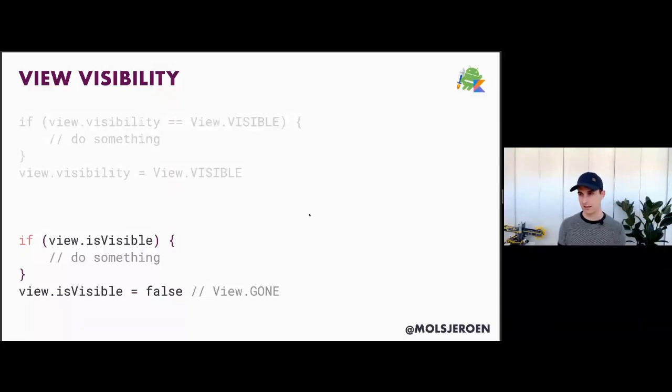And you can also just assign the visibility as a boolean. And what AndroidX will do under the hood is it will map a non-visible view to view.gone. So it's compatible with view.invisible, but it will only use view.gone, which makes sense in most cases.